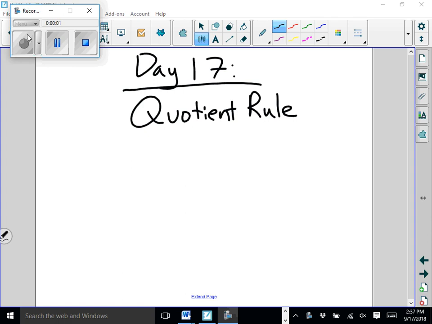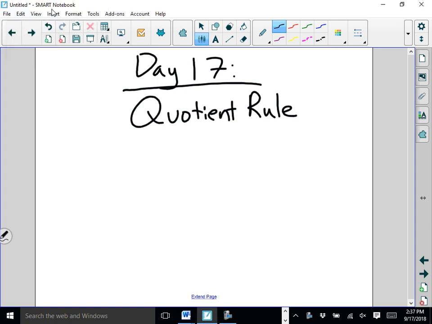Hey guys, welcome back. We're on day 17 right now, looking at the quotient rule, a very important rule for derivatives. So let's take a look at just the general form. Again, it's important to have the general forms memorized as well as the application of it. Both can come in handy on the AP exam.